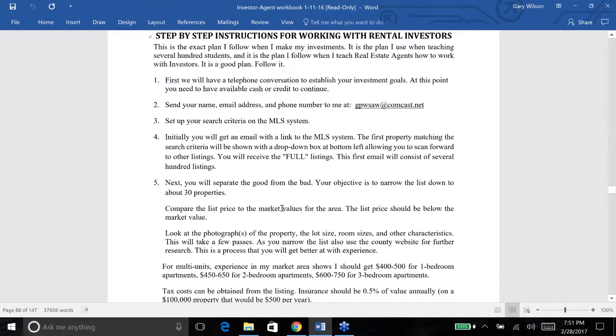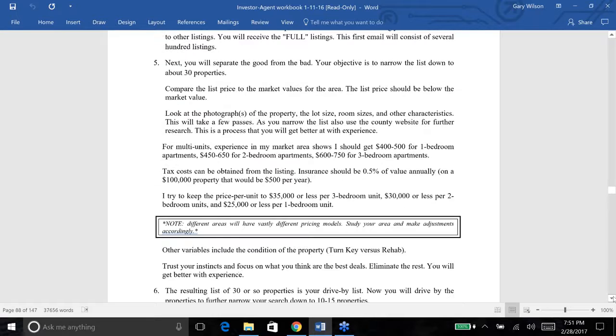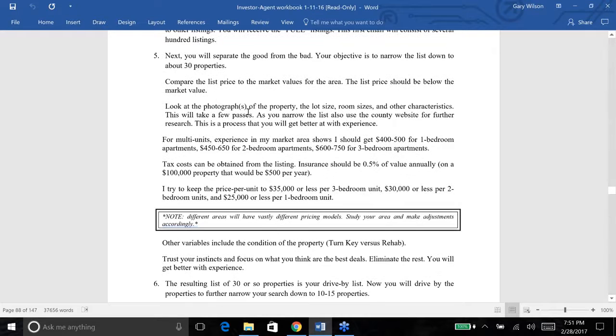So you're likely going to cut your properties. Maybe you found 100 results. You're now going to be quickly down to about 50. Okay, that's phase one. Phase two is this. You're going to go back to all the ones you kept in the good pile, and you're going to start to look more closely at photographs of the property, lot size, room sizes, other characteristics.